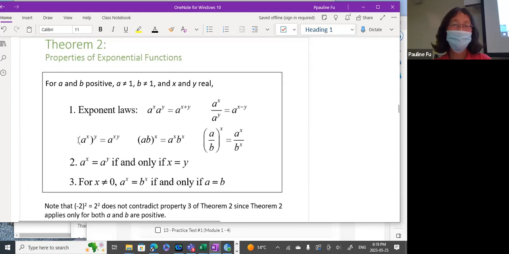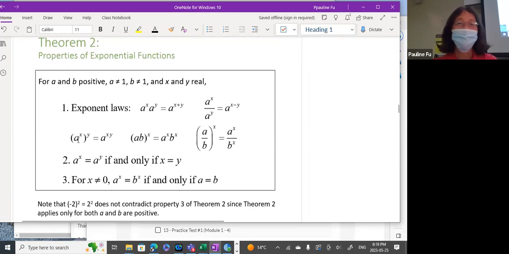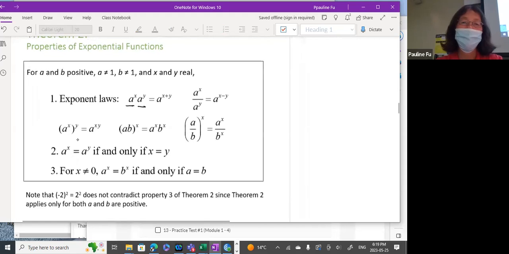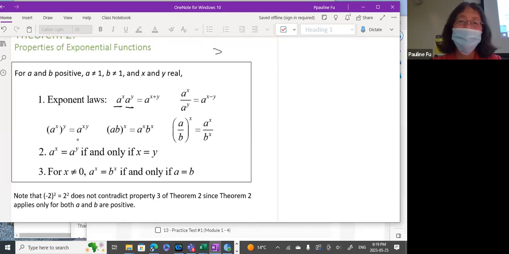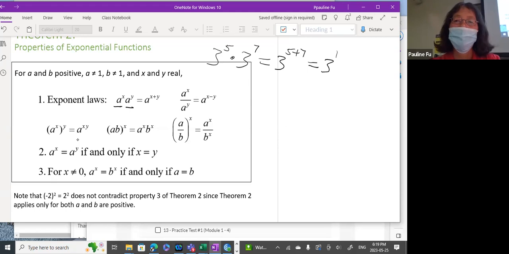Some other properties of exponential functions. If you have a raised to power x times a raised to power y, it is a raised to power x plus y. For example, 3 raised to power 5 times 3 raised to power 7 is just 3 raised to power 5 plus 7, equal to 3 raised to power 12.